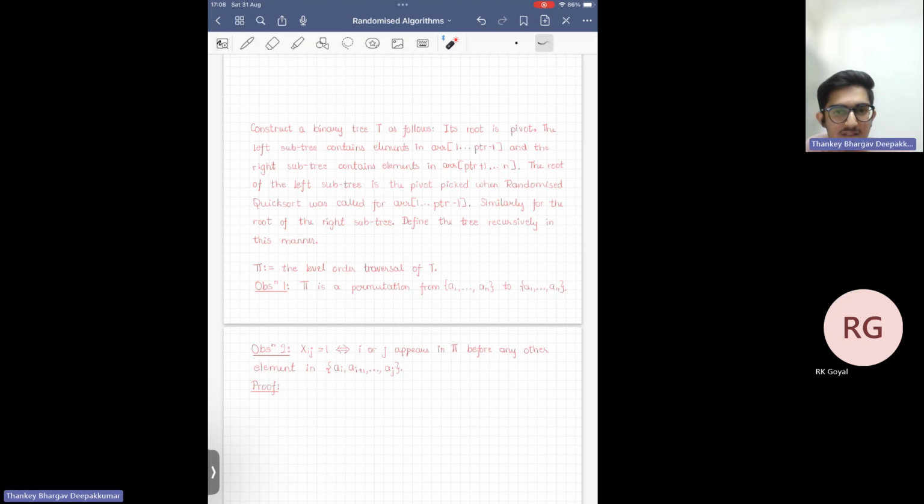Can you explain this thing, because it is slightly difficult to understand. Can you explain this by drawing a diagram, by drawing a tree, so why will this lead to a permutation?